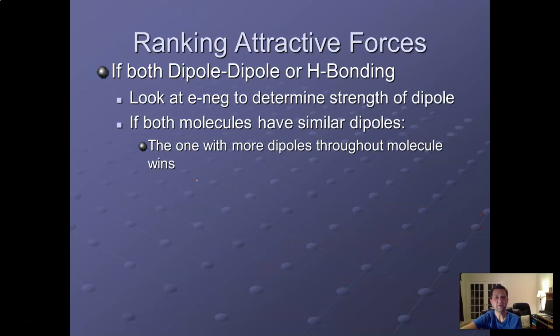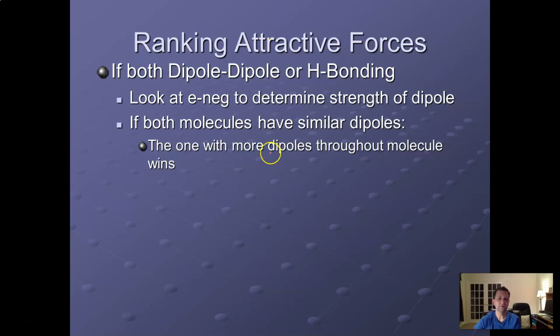If both have dipole-dipole or hydrogen bonding, look at electronegativity to determine the strength of your dipole. If both molecules have similar dipoles, the one with more dipoles will have a higher force of attraction. If you have two structures that are polar, look at the electronegativity difference and see which one is more polar. The one that's more polar is going to have a stronger intermolecular force.